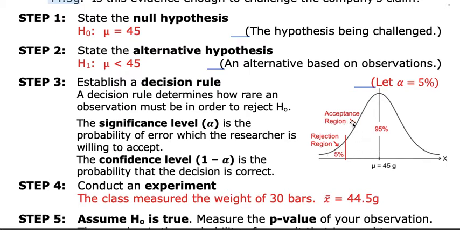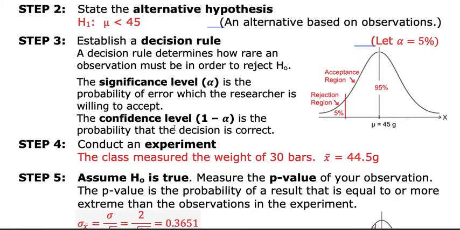However, if our p-value is greater than 5%, or our observation is within this acceptance region, then we will accept the null hypothesis, and we don't have enough evidence to reject it. So, that being said, we conduct the experiment that was done by the class that weighed 30 bars and had a sample mean of 44.5 grams.